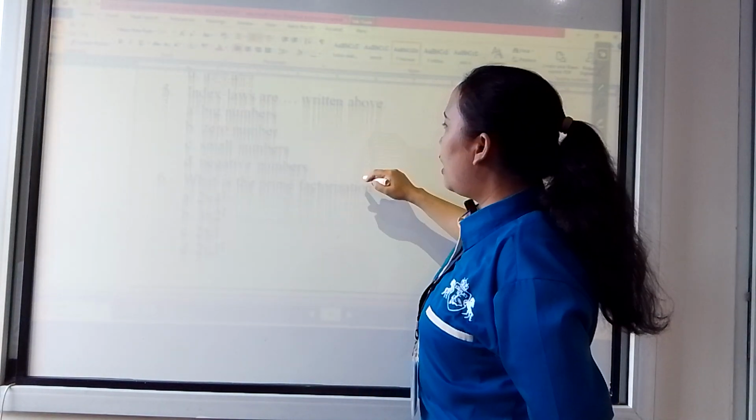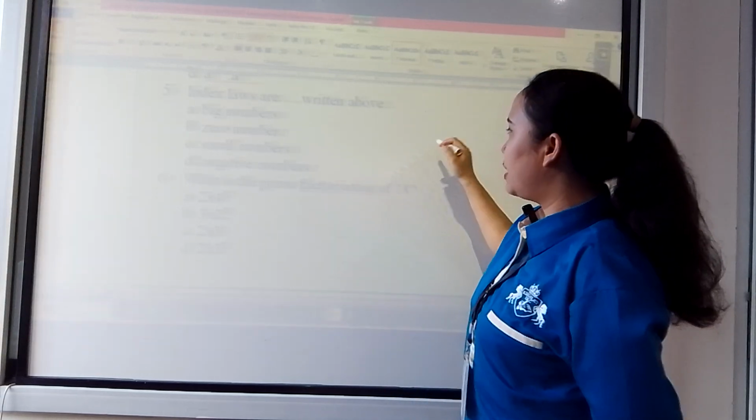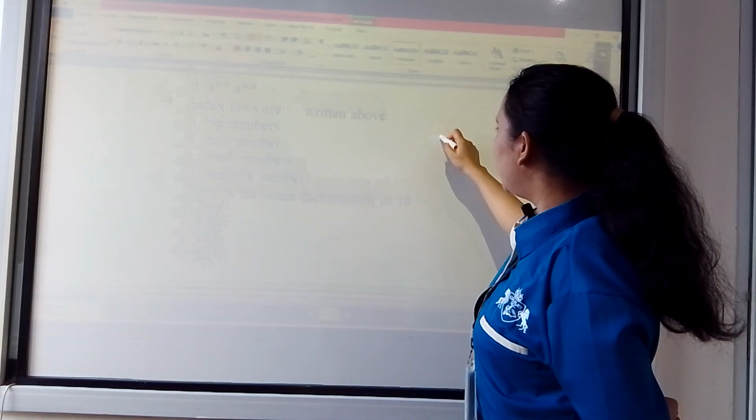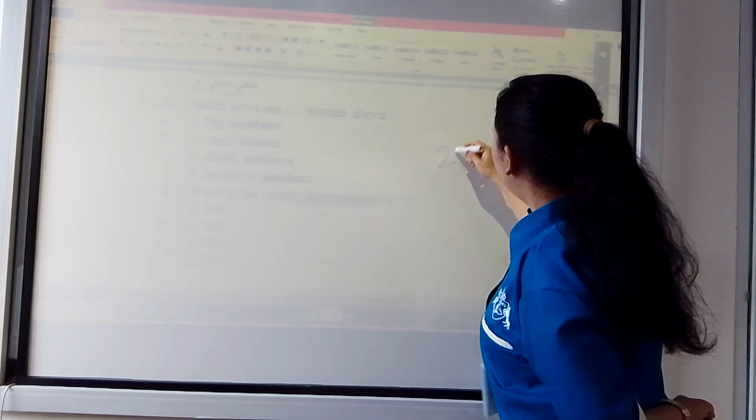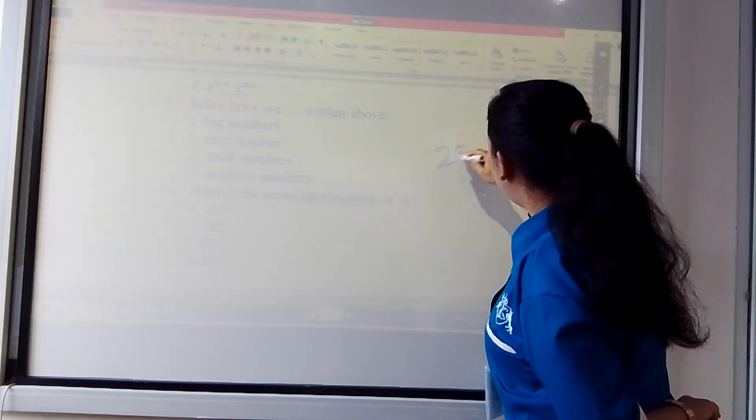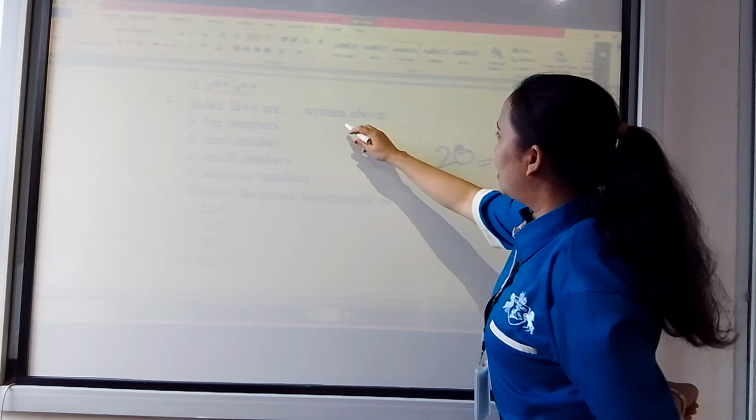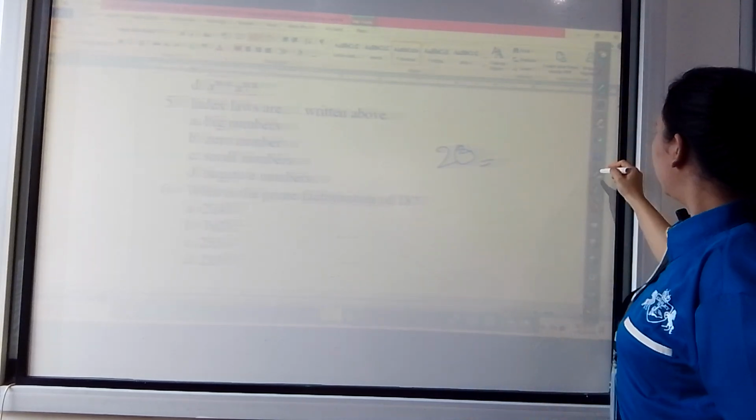Okay. Index laws are small numbers written above. So an example like 2 squared, it means that this one is the exponent, index laws. Okay.